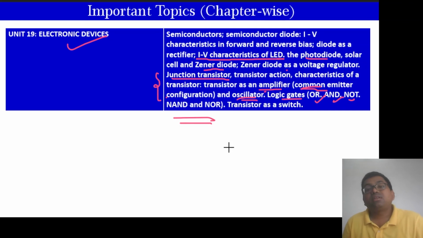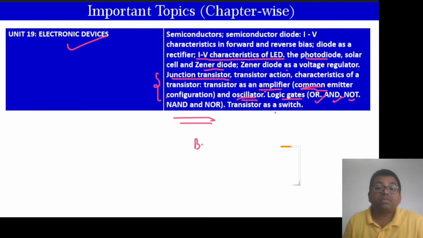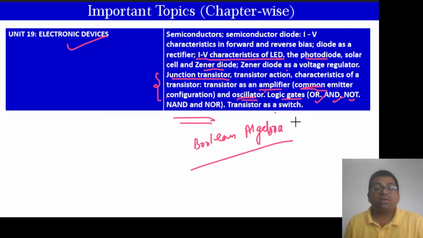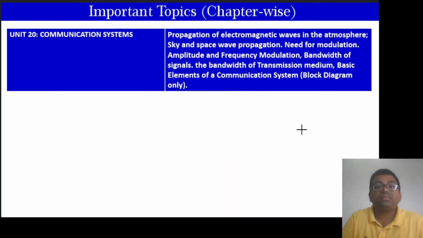You can remember the formulas for logic gates, the logic diagram, and the Boolean algebra. There is some Boolean algebra related to that, which you also have to refer to, because without drawing the diagram you can use Boolean algebra concepts. Just draw a rough diagram, calculate A dot B plus B, and you can find the final result. Then the last chapter, communication systems.